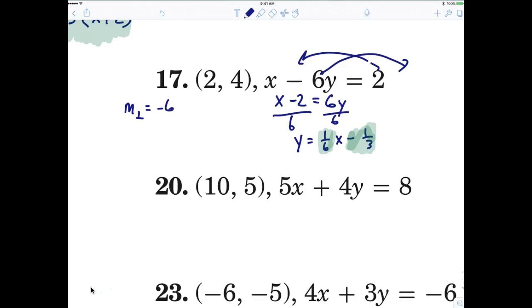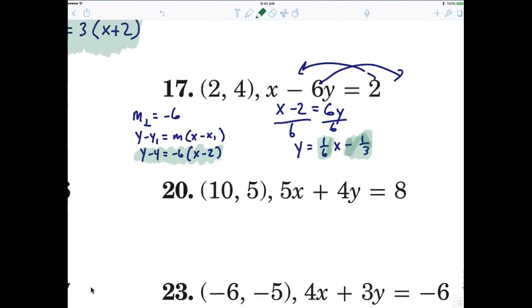Now we're going to put that in point-slope form. y minus y1 equals m times x minus x1. Now we're just replacing: y minus 4 equals -6 times x minus 2. And that's the answer, because that is in point-slope form. So that's excellent.